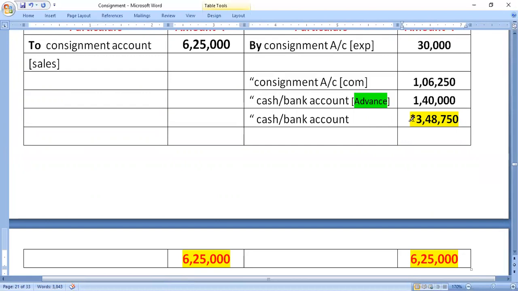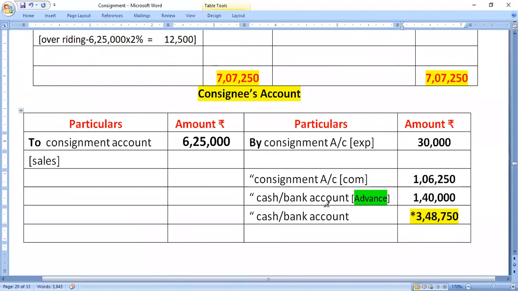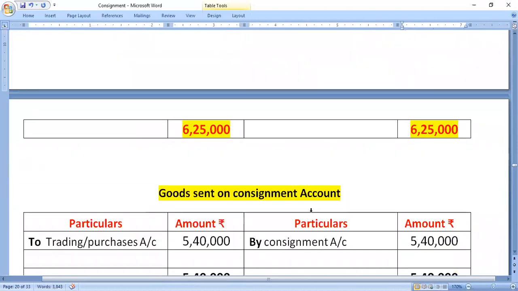The balancing figure leads to 3,48,750. That is the balancing figure. It should be payable by the consignee to the consignor, my dears. 3,48,750.